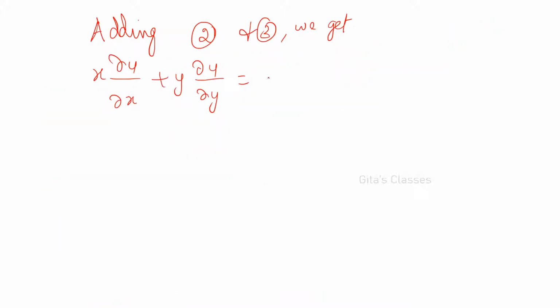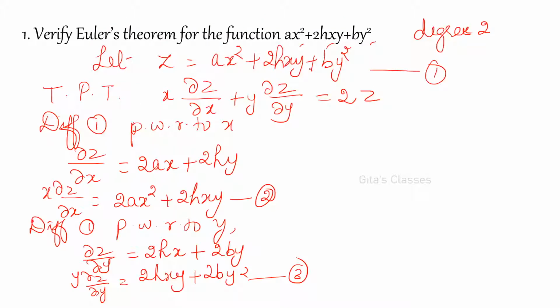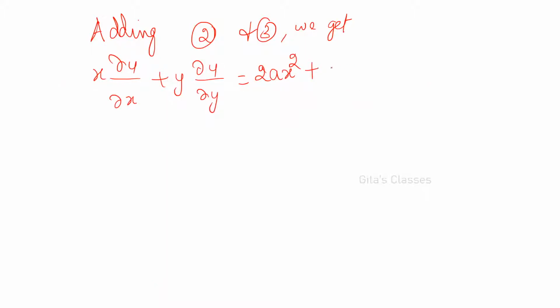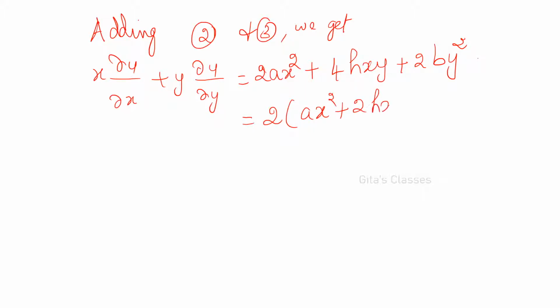2ax squared plus 2hxy and 2hxy. Here I have 2hxy and here also 2hxy. So I am writing it as 4hxy plus 4hxy plus 2by squared, right? So this is equal to, you take 2 outside, ax squared plus 2hxy plus by squared. Therefore, this is equal to 2z.